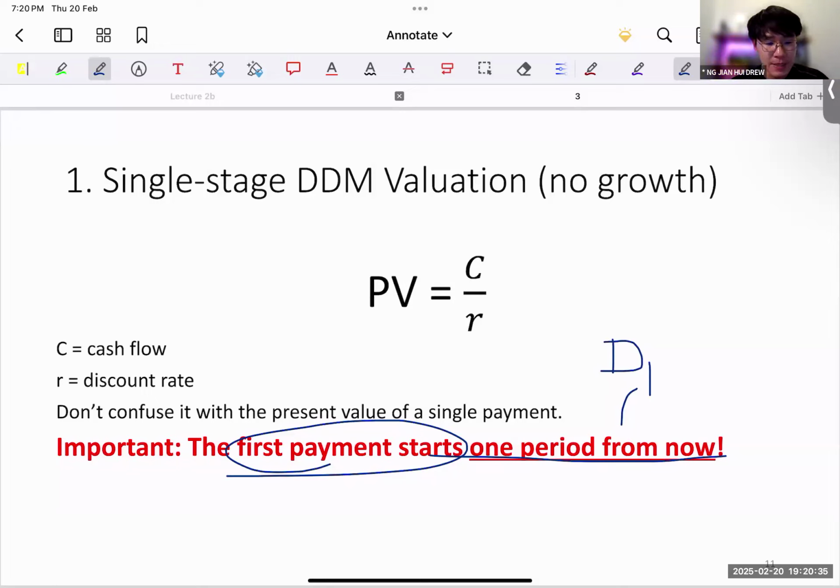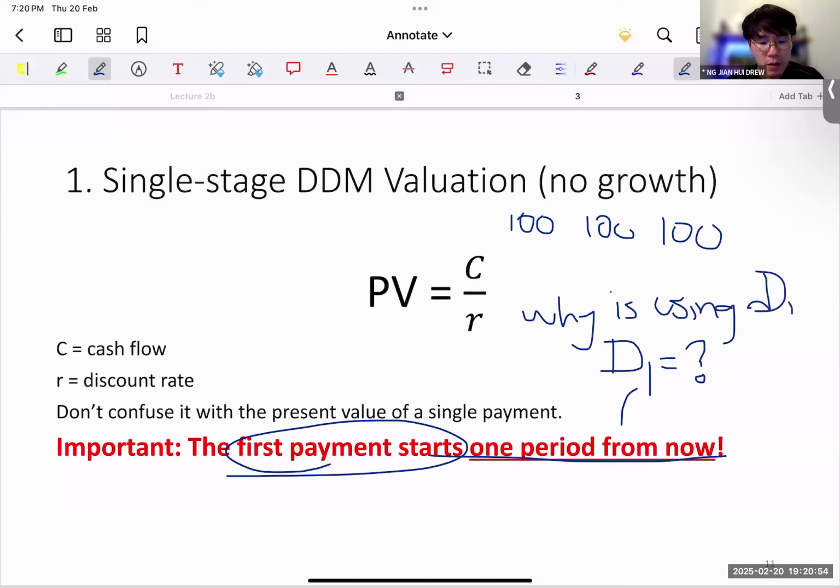Perpetuity, what does it mean? It means that you get $100, $100. You just keep on getting $100, right? Then the question is, why is having D1 important? Why is this important? Anyone want to give it a try? Because everything is $100, right? So why is it important? Why, D0 and D1 is still $100, correct?